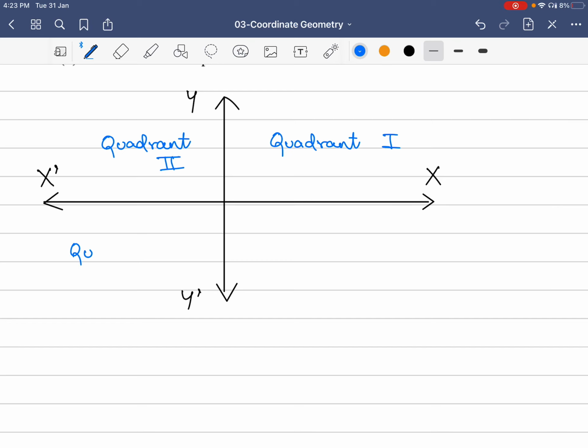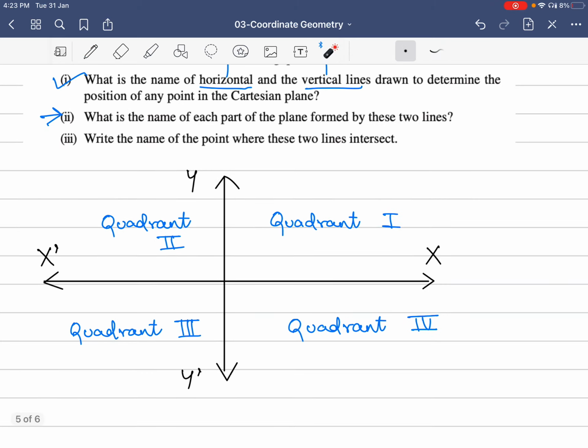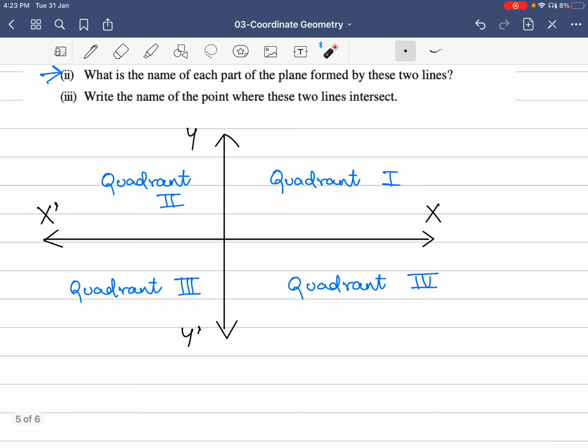Then this is called quadrant 3. So this is quadrant 3. And this is called quadrant 4. So the naming is in an anti-clockwise direction. We start from here and we go in an anti-clockwise direction. So what is the name of each part of the plane formed by these two lines? So this part is quadrant 1, this is 2, quadrant 3, quadrant 4. Yes, so this is also done.